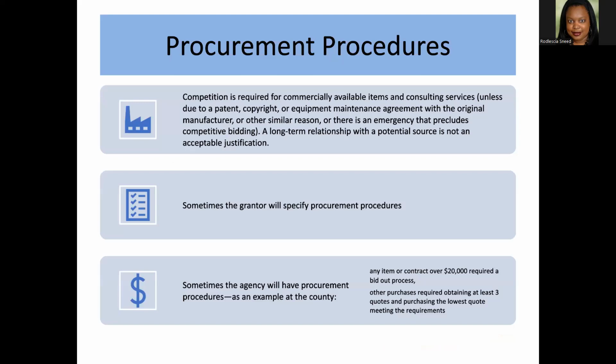So your procurement procedures, again, they want to see that you've got competition. It's required for commercially available items and consulting services. Exceptions can exist though, if you've got, for example, an item that is patented. So, you can only buy the Abbott Laboratories testing machine for COVID, as it is only produced by Abbott Laboratories.